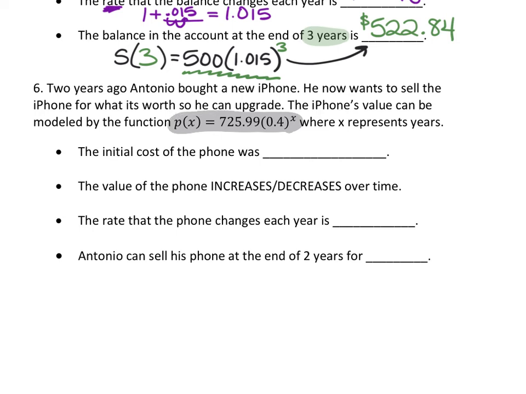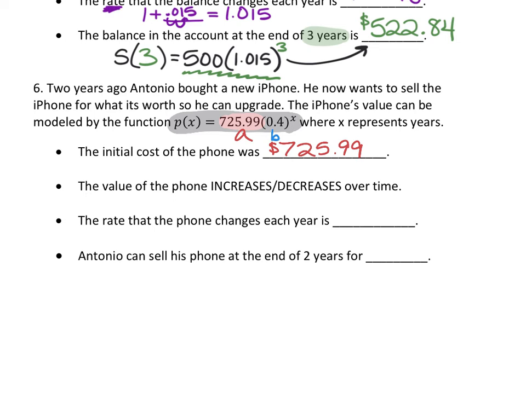This information was accurate as of 2019, so this was probably the iPhone 8 price. I know we're at like 10 or 12 or I don't even know what number we're on. They're way more expensive now, but we're just going to trust this, okay? Again, this is already given to me in a times b to the t power. So we already know what the initial value of this phone was. Antonio paid $725.99 for his iPhone. That's the price of an iPhone in 2019.